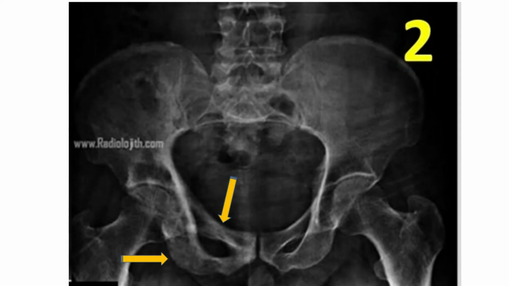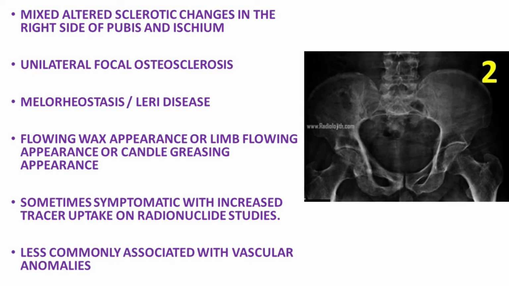We'll go to the second case, which shows altered sclerotic changes in the right side of the bony pubis and the ischium. On PET, there was no uptake, but a biopsy was done as the nuclear physician could not rule out malignancy. The biopsy revealed sclerotic bone dystrophy, which my pathologist diagnosed as melorheostosis, also called Leri's disease or flowing sclerotic bone dystrophy.